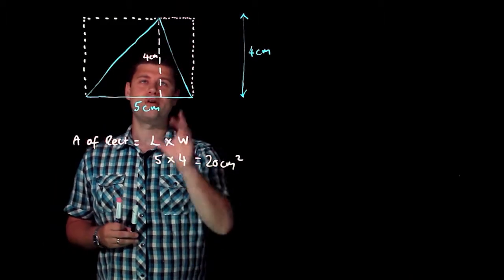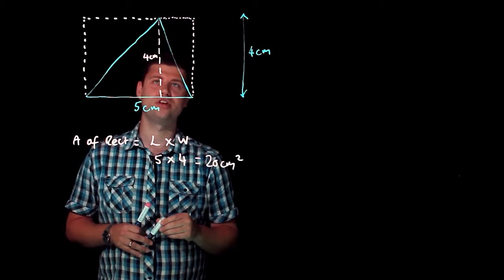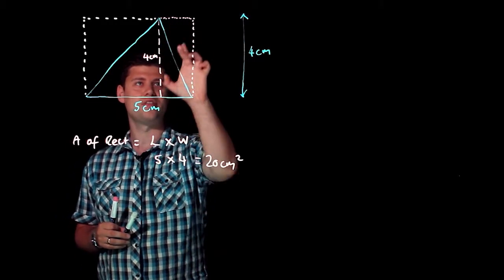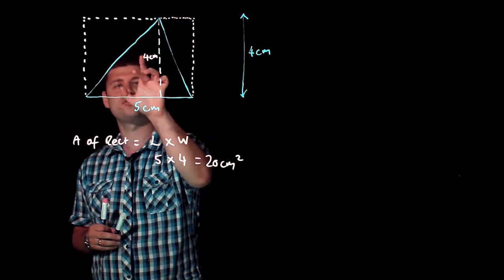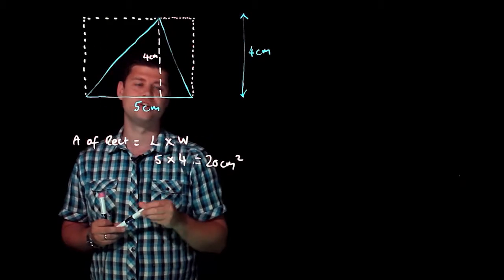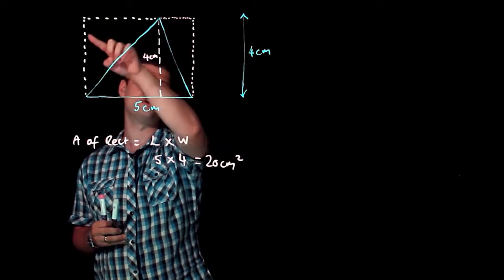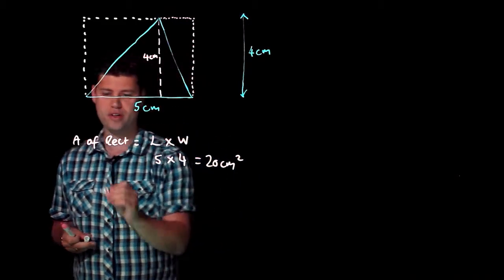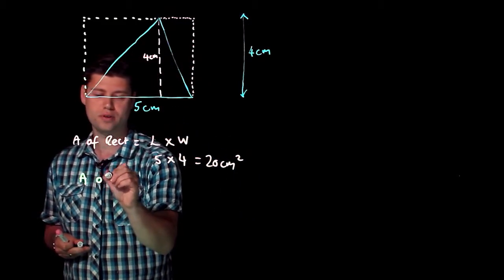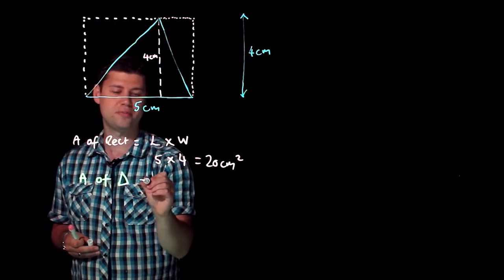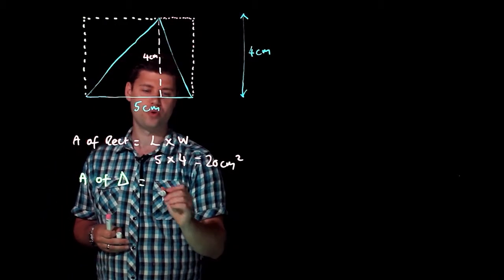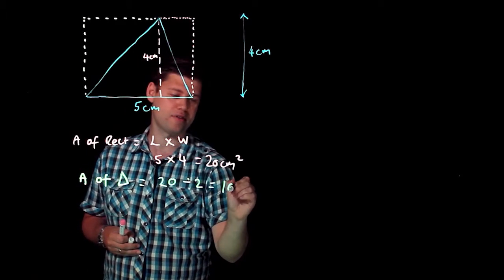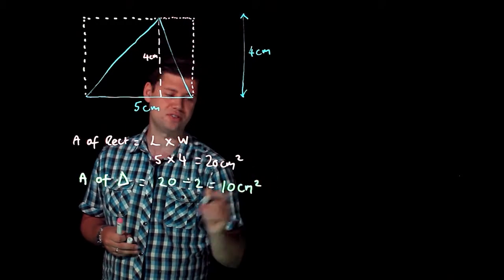Now if we go back to the triangle that we originally had, we know that we've essentially doubled the overall area that we've got, because I had this little triangle here, this is the same, so that's doubled, and this triangle here has also doubled. So the area of the whole rectangle is 20 centimetres squared, and therefore the area of our triangle is going to be exactly half of that. So 20 divided by 2 means that we're going to have 10 centimetres squared.